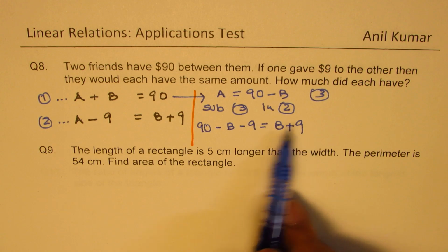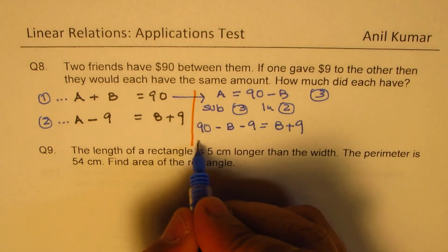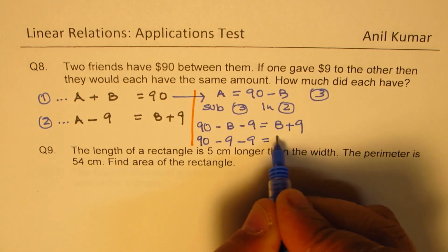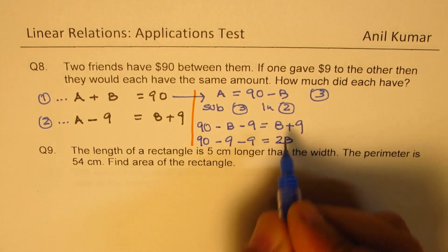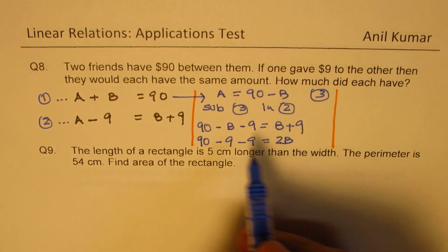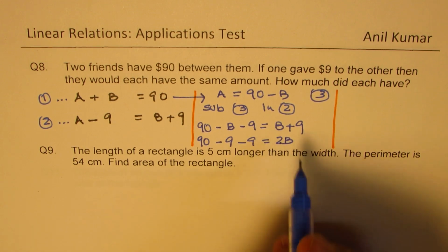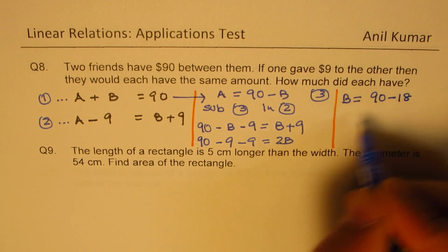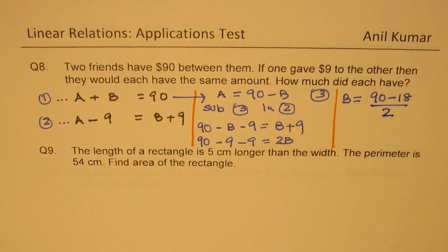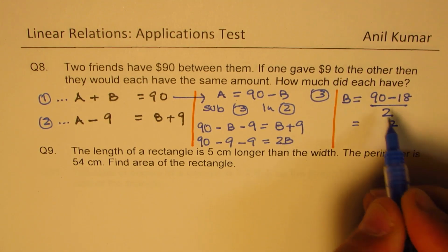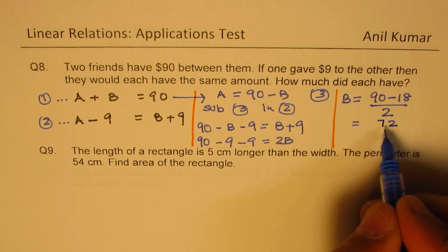We can take B on this side, make it positive, bring 9 here. So we get 90 minus 9, another 9 which comes from the other side, B goes to that side. So we have 2B, right? B plus B. And now we can easily solve this. 90 minus 18 we have, right? So B is equal to 90 minus 18, and then we'll divide this by 2. This makes sense to you. So that is how you could do it. And then take away, we get 2 here. 8 take away 1 is 7, divided by 2.